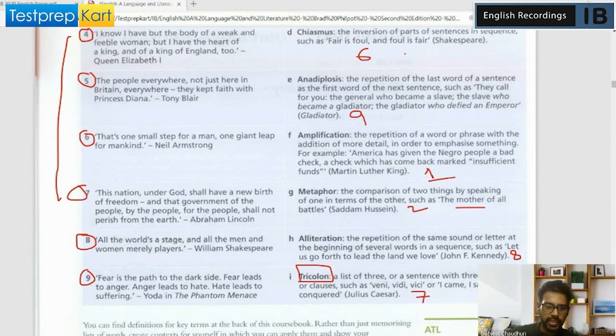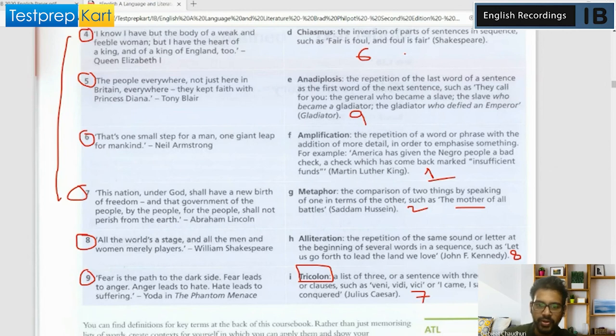One second. I'll give you an example from the speech. I require three things in a man. He must be handsome, ruthless, and stupid. That is a tricolon sentence. Three clauses. He must be handsome, he must be ruthless, and he must be stupid.